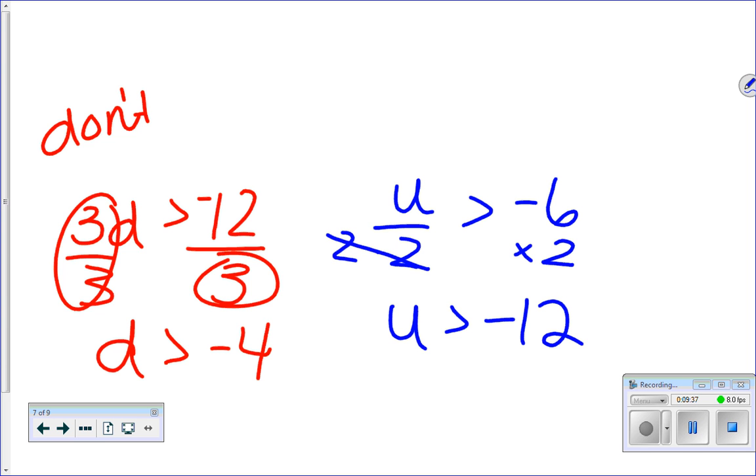So like I said, the number with the variable, like what Ryan asked me and Lydia, if that's negative, then yes, you flip the sign.